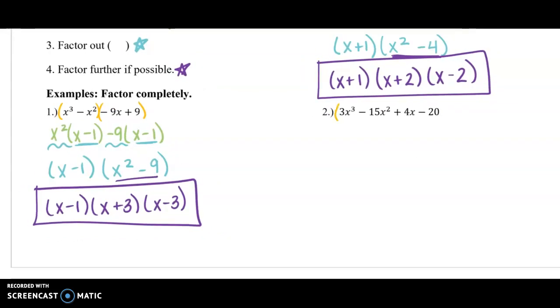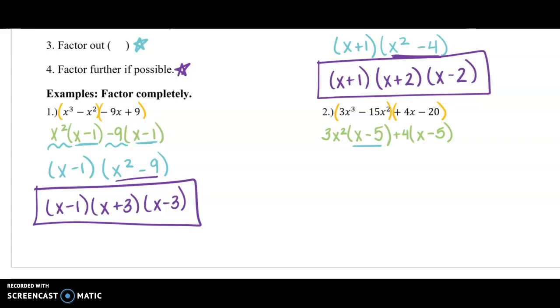First thing I do is I group. Whether it's addition or subtraction, remember you always put the sign in with the parentheses. That's step 1. Step 2 is to factor out a GCF from each set of parentheses. So in this case, I can take a 3 out and I can take an x squared out. So here I would just be left with x minus 5, because 15x squared divided by 3x squared would leave me with 5. Then here I can take out a positive 4, and I would be left with x minus 5.